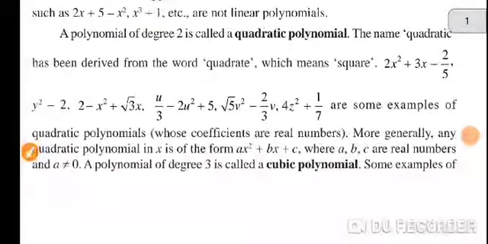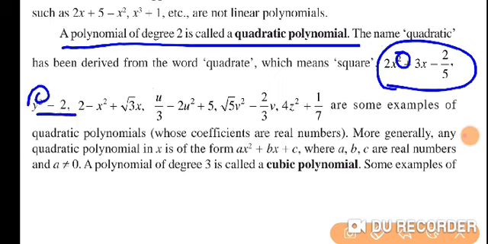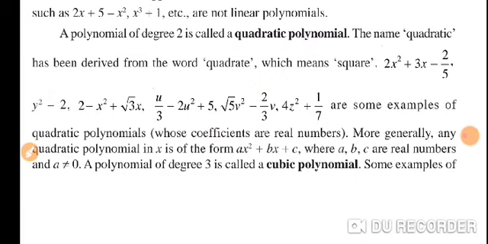Then what are they? Then you have the second type. If the degree is 2, it will be quadratic. Now look at the examples: 2x square plus 3x minus 2 by 5. Here the greatest degree is 2. Here y square minus 2. So greatest degree is 2 over here. Here also you will find 2 minus x square plus root 3x, greatest degree is 2. In this case, u by 3 minus 2u square plus 5, 2 is again greatest degree. Root 5 v square minus 2/3 v, 2 is greater. 4z square plus 1 upon 7, again 2 is a greater degree. So all these polynomials are having 2 as a degree.